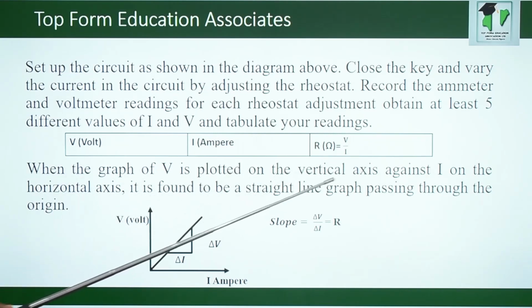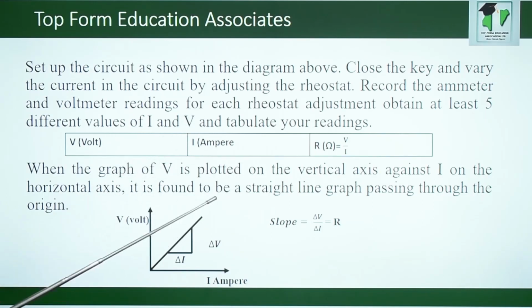Now, in the graph of V, all the values you have, about 5 values, are plotted on the vertical axis against I, the values you have read from your ammeter, on the horizontal axis. About 5 readings from your ammeter and about 5 readings from the voltmeter at each rheostat adjustment you make. So you plot the values of the potential difference on the y-axis, the values of the current on the x-axis.